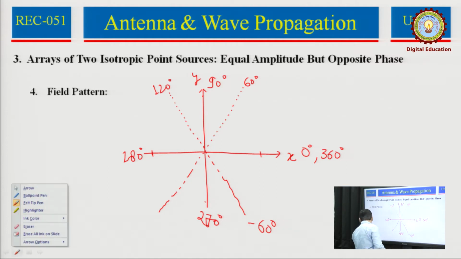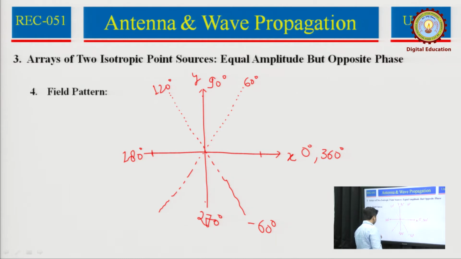Let me change the color of the pen. So, what we have is the half power point at 60 degree, because this is the value where we have a null over here and a null over here. So, maximum peak value over here and peak value over here. And somewhere over here the half power points, plus minus 60, same plus minus 120. So, let me draw the pattern.